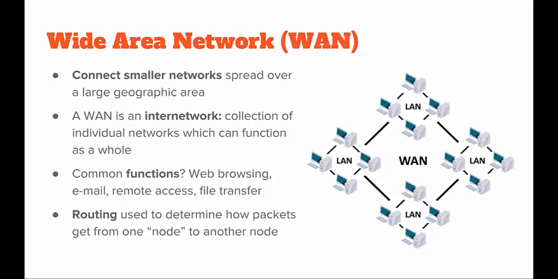Routing is used to determine how packets get from one node to another node within a WAN. Routing becomes especially important if you're going to communicate over large distances.